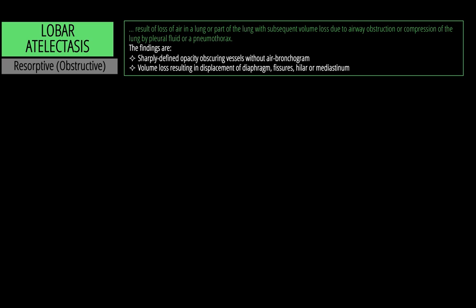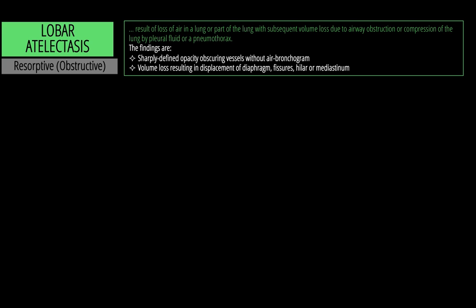So then moving on to the concept of atelectasis, which describes a loss of air in a lung or a segment of the lung, with subsequent loss in volume due to airway obstruction, as well as the compression of the lung itself by pleural fluid or a pneumothorax. Specifically, resorptive or obstructive atelectasis is a form of lung collapse that is due to the obstruction of the airways that supply a lung or segment. It is a term used to describe atelectasis defined on imaging based on underlying pathophysiology to guide the diagnosis.